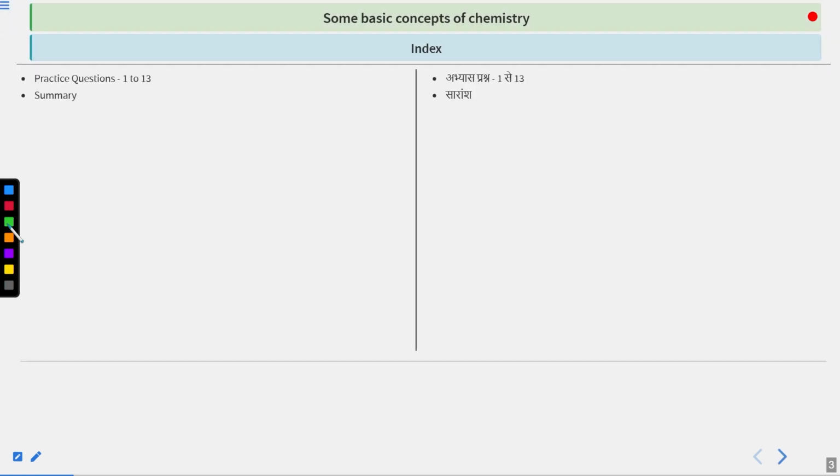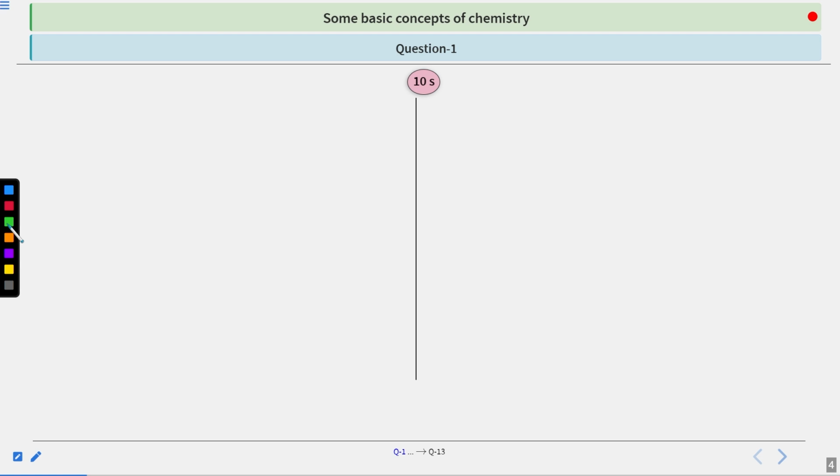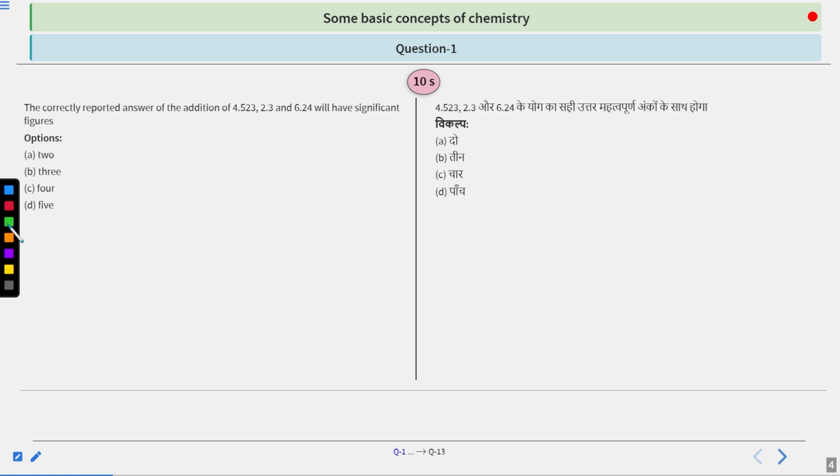The index will be practice questions 1 to 13, and there will be a summary ahead of it. Question 1. The question says that the correctly reported answer of the addition of 4.523, 2.3 and 6.24 will have how many significant figures? There are four options: 2, 3, 4 and 5. You have some time to solve this question. Your time begins now.